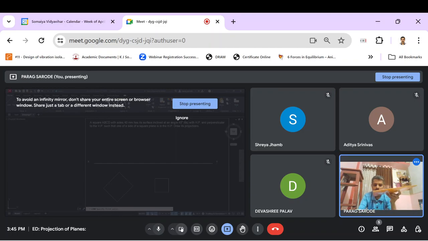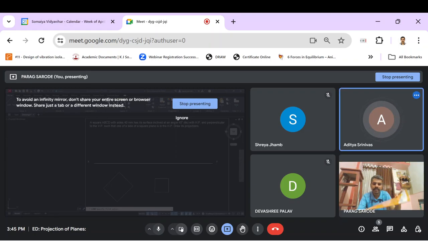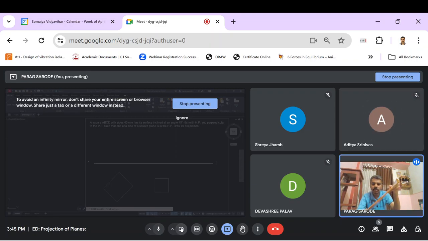So whenever I place it like this, don't you see the edge of the square plane is on the horizontal plane? One of the sides of the square is on the horizontal. Right? Now, if I place it like this, are you able to see this? Yes, sir. So in that case, one of the corners of the square plane is in the HP. That's why we will have to take the second case in our example.